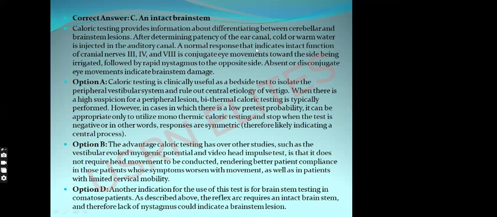A normal response that indicates intact function of the cranial nerves 3, 4, and 8 is conjugate eye movement towards the side being irrigated, followed by a rapid nystagmus to the opposite side. Absent or conjugate eye movement indicates brainstem damage. So we can read more about this caloric testing.